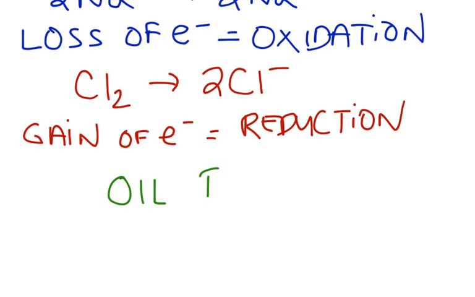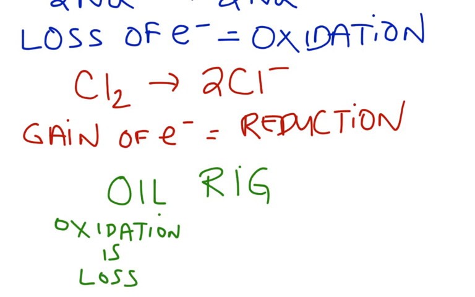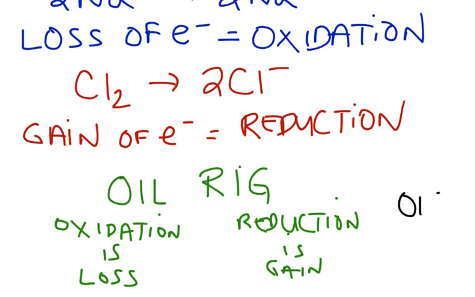If that doesn't work for you, here's my trick. You need to remember oil rig. Okay, oil rig. What that means is oxidation, that's my O, is loss. There's the oil part. Reduction is gain. That's the rig part. And if you try to write it another way, the word that you get is oig-ril, and the last time I thought about it, that makes 0 sense. So oxidation is a loss of electrons, reduction is a gain.